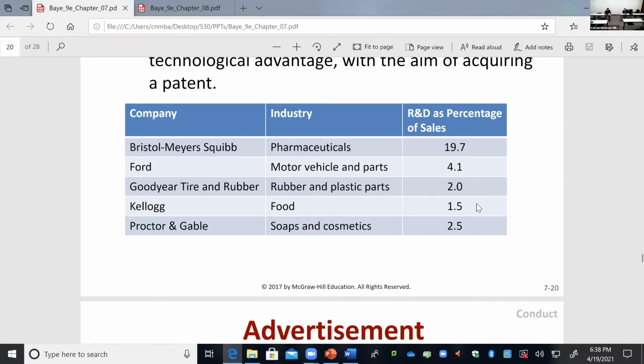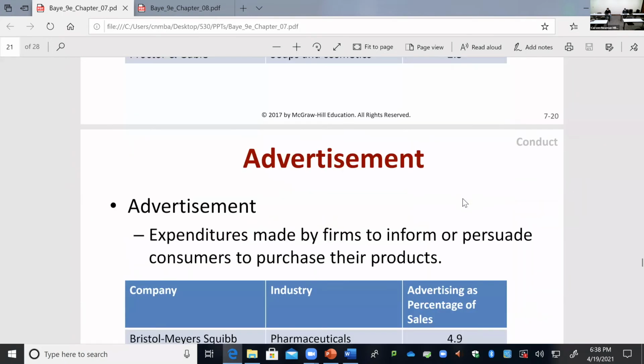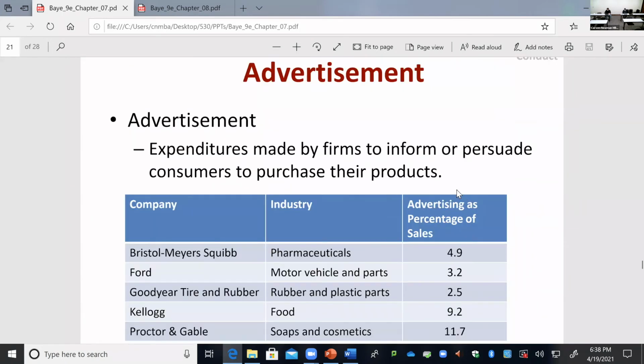Because why? Because look at the budget, 4.1%. Still a lot actually, but somehow these old companies, they're not efficient. A lot of bureaucracy within the firm.